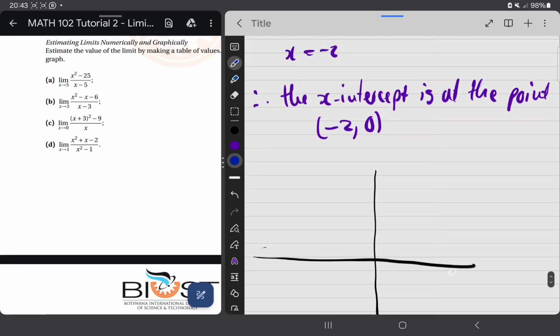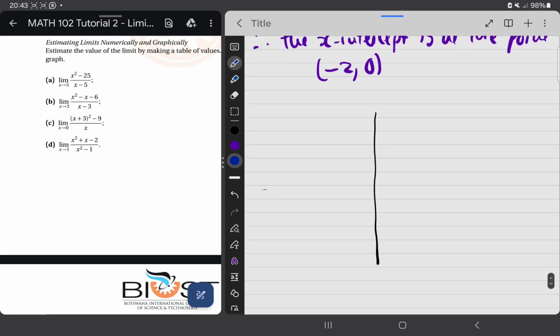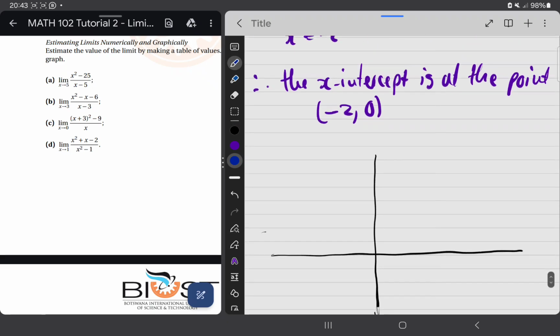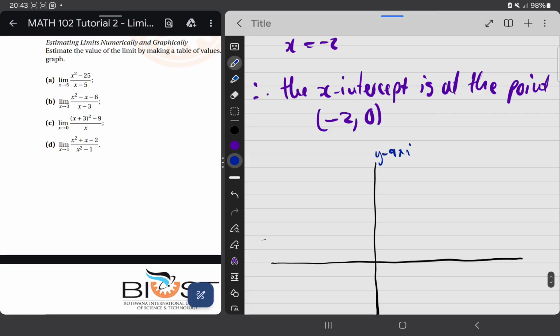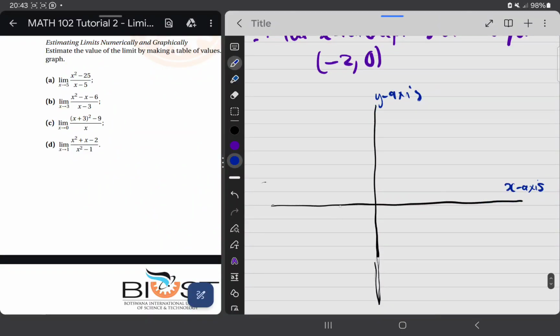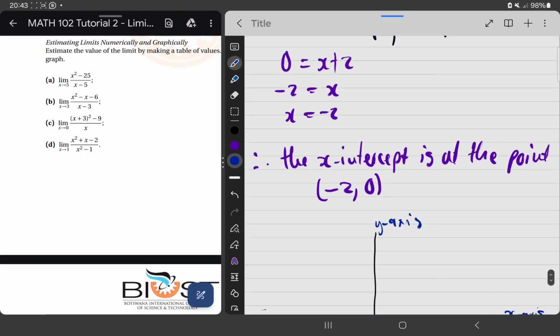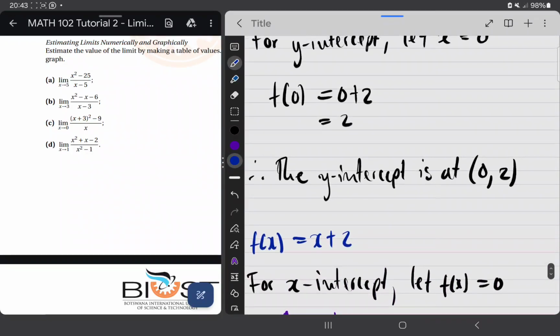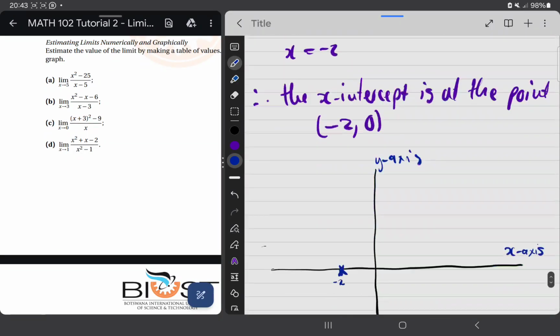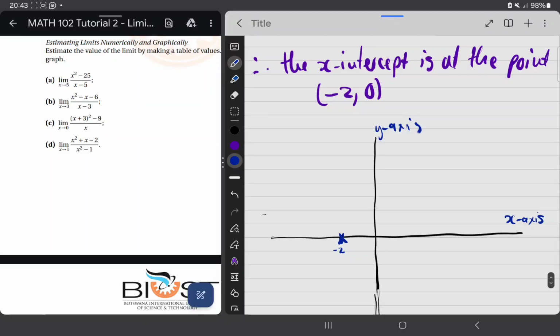What are the important things for this sketch? Let's put all the important things. So this is the y-axis, and here I have the x-axis. Right. Now let's put the x-intercept at negative 2 comma 0. So it's going to be here, negative 2. So this is going to be the x-intercept. The y-intercept is going to be at 0 comma 2. So 0 in the x and 2 in the y, which is like here.